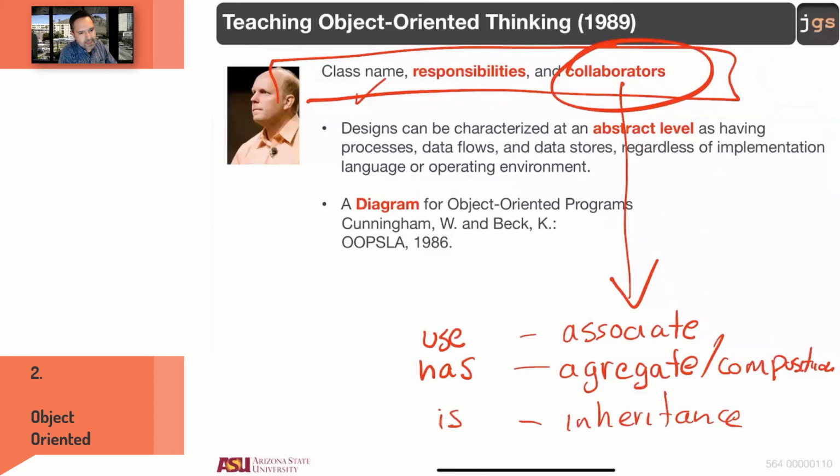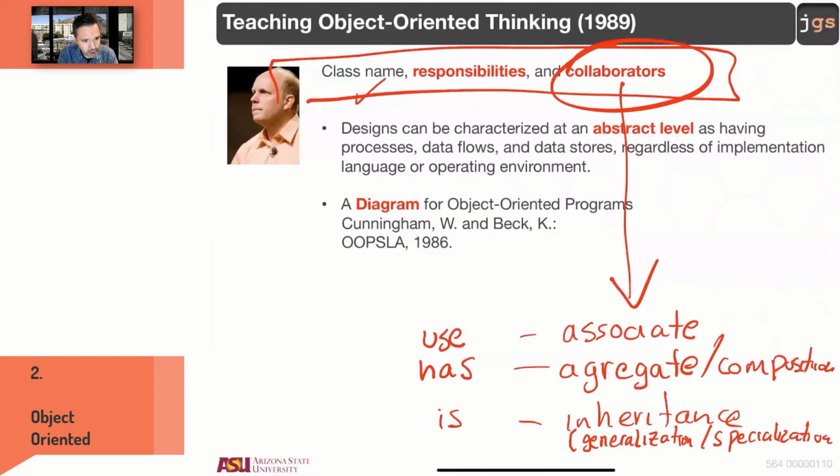Those are the 3 collaborations that you have between classes: is, has, or use. And the fancy name, the correct name for that, is inheritance. Inheritance, you want to remember, we can be talking about generalization or specialization. Inheritance, having, aggregation composition, and using, association.